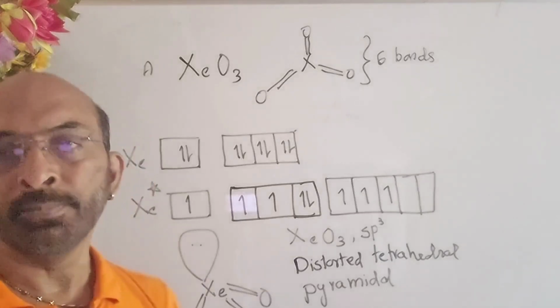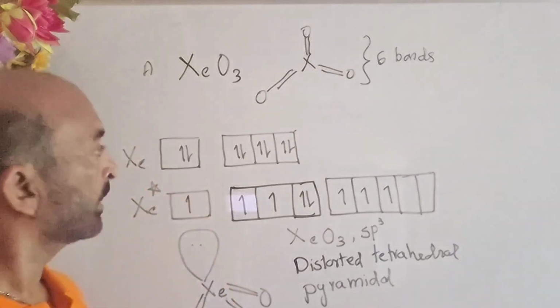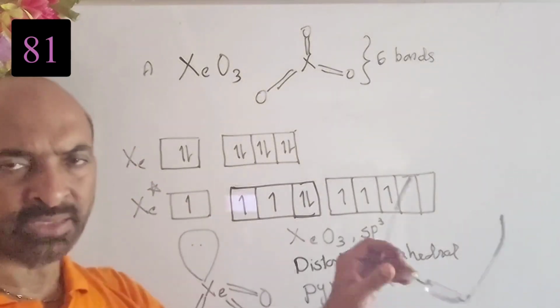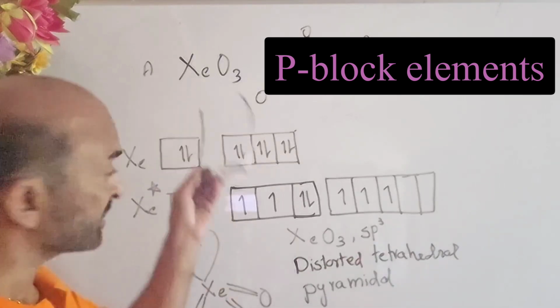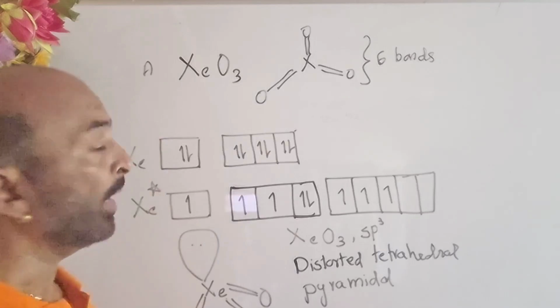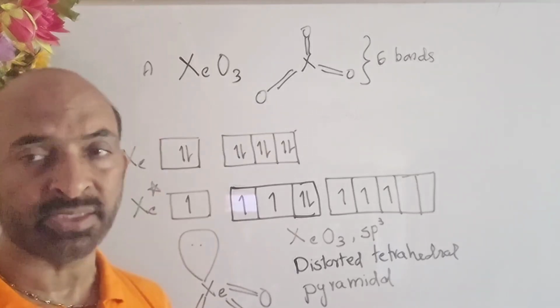Next question is from P block elements regarding noble gas compounds. Okay, xenon compounds. See, it is a matrix type. Match the following type. You have to match the appropriate ones. The first one given is XeO3, xenon trioxide. You have to identify its hybridization and structure.